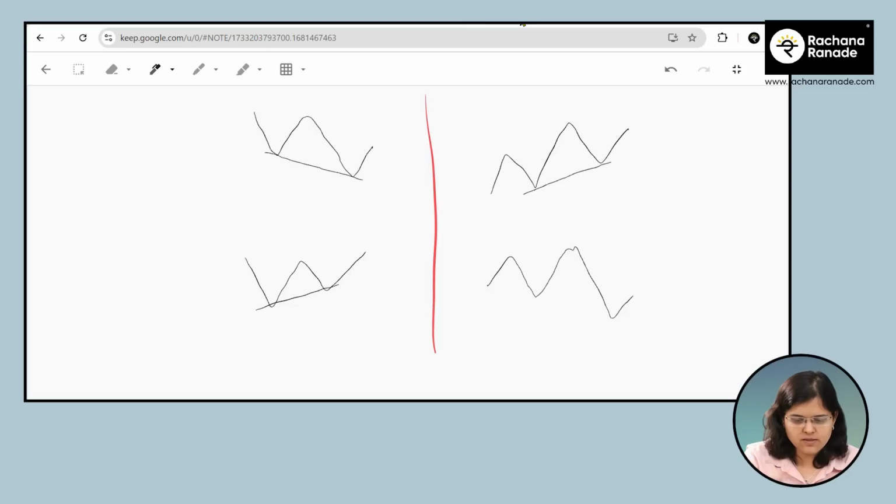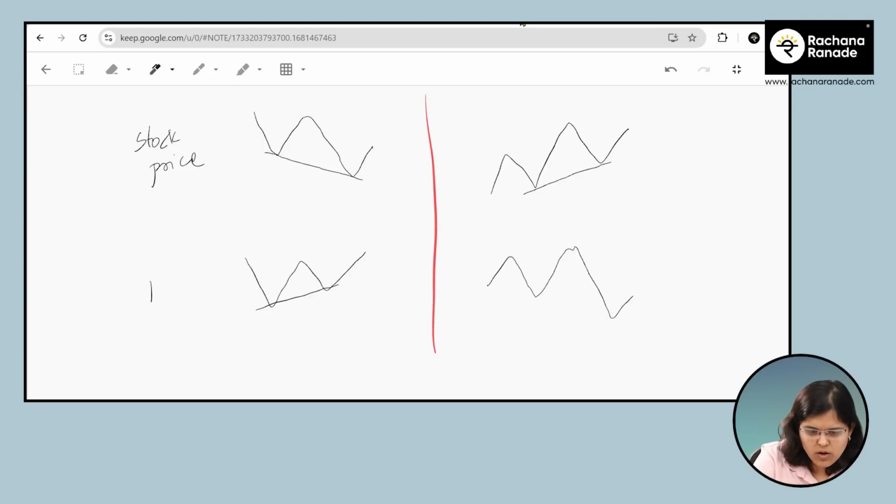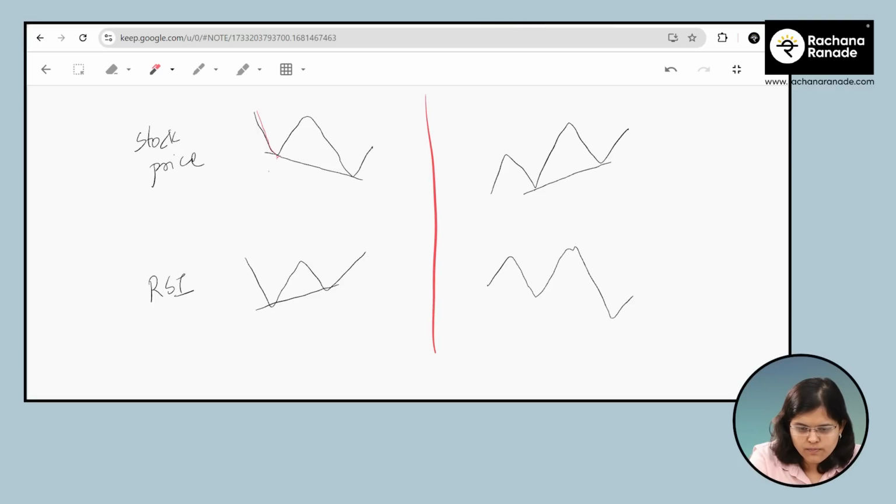But how does it look? For that, have a look at this. I've already drawn two examples here so that we save some time. This is the stock price, the upper half, and the lower half shows how the RSI looks in the same time frame. Now let's say the stock was falling, and because the stock was falling, here it made a low, gave a pullback, and again it made a lower low.